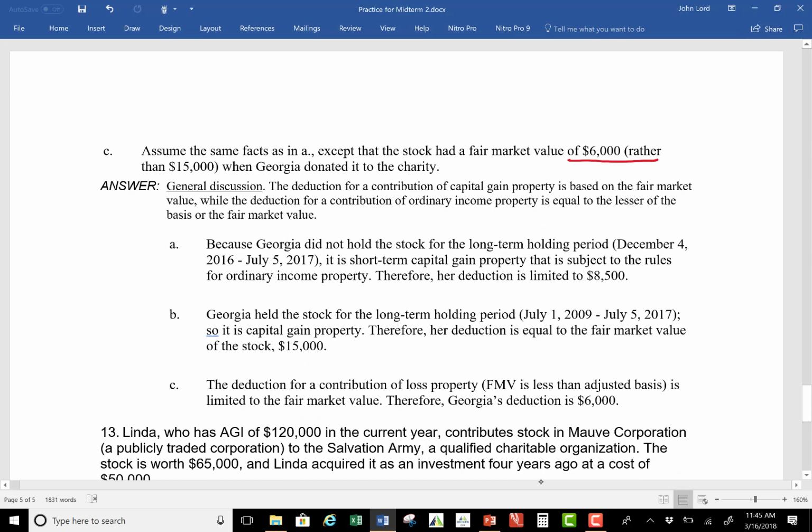Sorry, just to clarify, if it's held for more than 12 months, then you have to take the fair market value whether it's lower or higher? Yeah, it's just fair value. Yep. You just start treating it as capital gain property. You take whatever the fair value is. Okay.